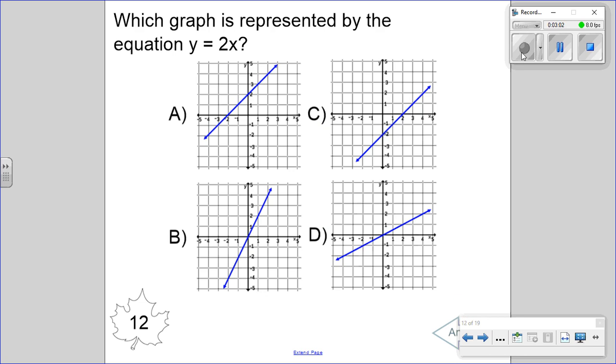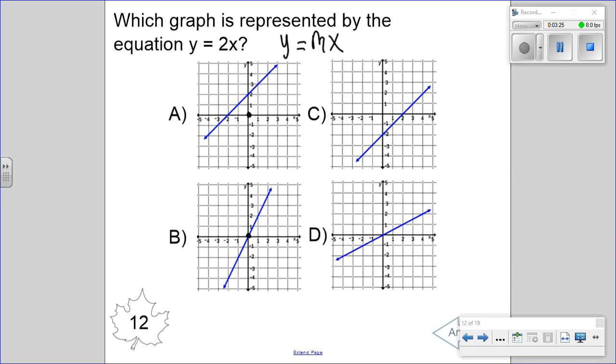Number 12 says, which graph is represented by the equation y equals 2x? So this equation is written in the form of y equals mx, which means we are looking for a proportional graph, which means this graph should go through the origin. It should cross at 0, 0.